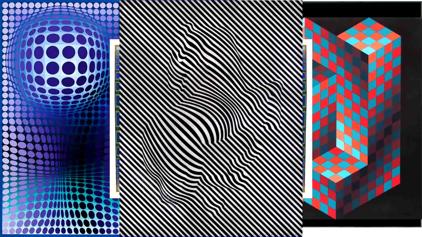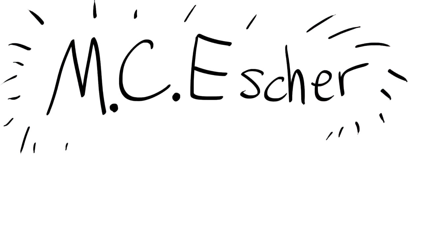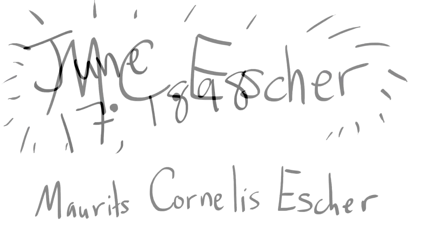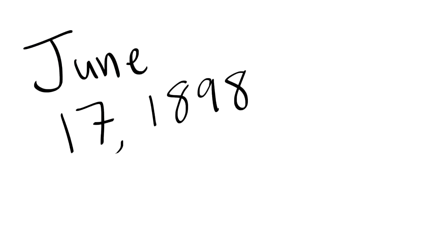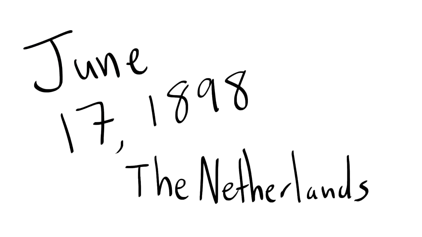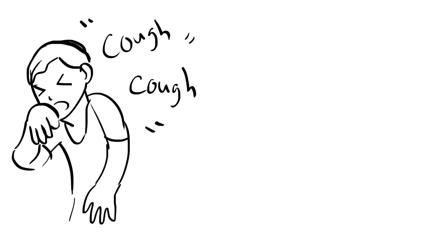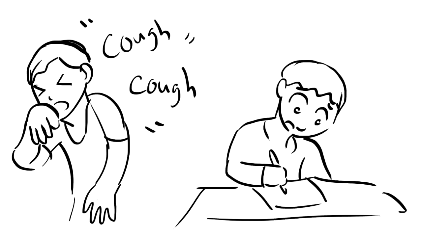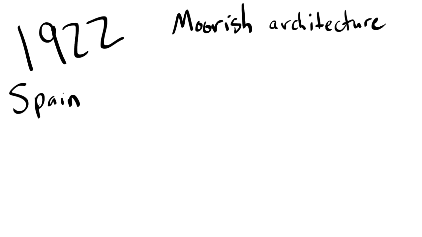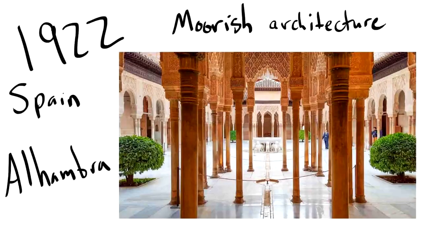My favorite op artist is M.C. Escher. He was born Maurits Cornelius Escher on June 17, 1898 in the Netherlands. He was a sickly child who had trouble in school but was very good at art. In 1922, Escher went traveling and in Spain was inspired by the Moorish architecture at the palace called Alhambra.